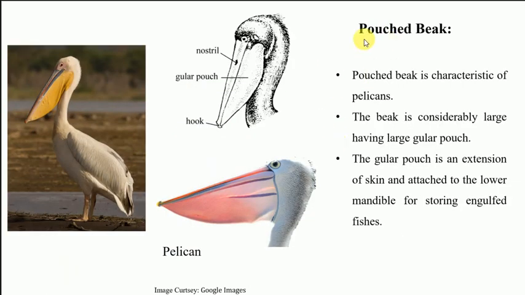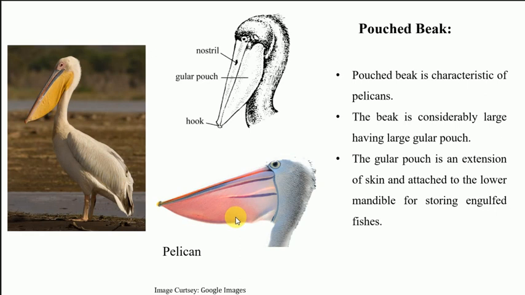The next one is the pouched beak. The pouched beak is a characteristic feature of the birds known as pelicans. All pelicans are provided with a pouch at the lower jaw, which is the gular pouch. The beak is considerably large, having a large gular pouch. Here in the diagram you can see the large gular pouch, which is an extension of the skin attached to the lower mandible, that is, the lower jaw, for storing engulfed fishes.